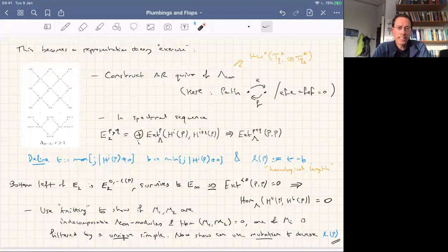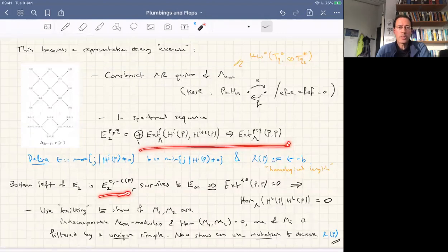And we define for a module P a kind of complexity, a sort of length, which is a homological measure of complexity, which is the difference between the max and min degrees in which it has non-trivial cohomology. So we have this spectral sequence, and the very bottom left part of this spectral sequence is E2 0, minus L, where L is this complexity. And just for general reasons, this survives to E infinity.